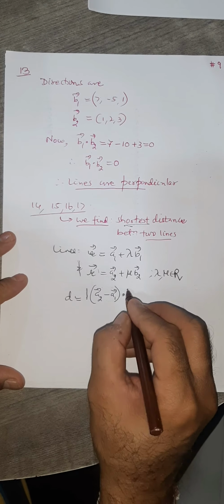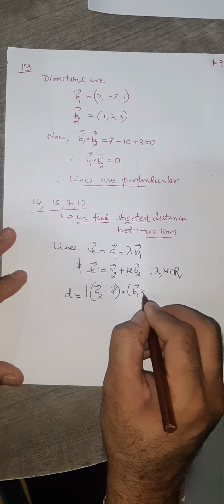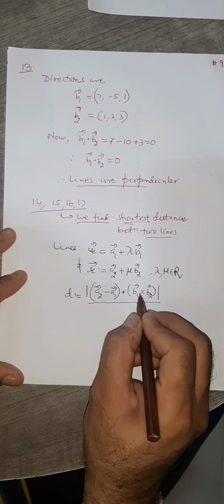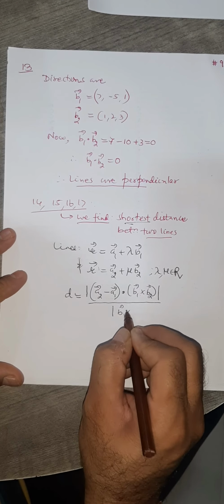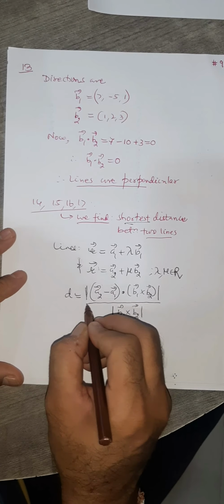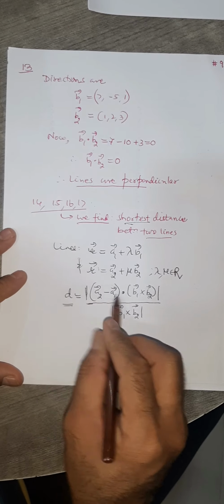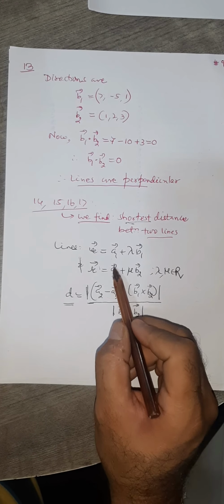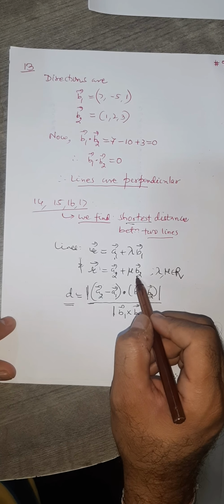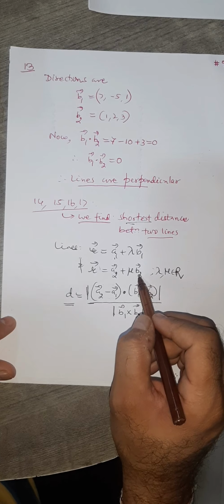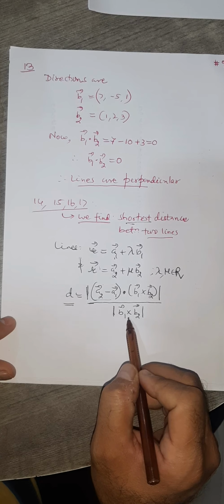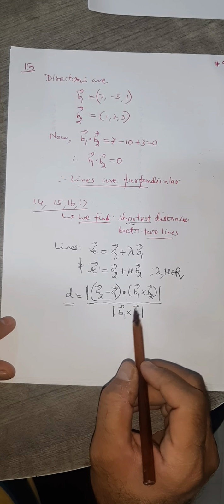dot the cross product of these two directions, vector b1 cross b2, upon its magnitude. It's in fact the unit vector, because the concept of projection is used in the proof of this formula. So the shortest distance is given by the difference of the two fixed vectors dot the unit vector in the direction of the cross product of the given two lines. So we need to get the cross product, and then its magnitude. This much we need to do first, remember.